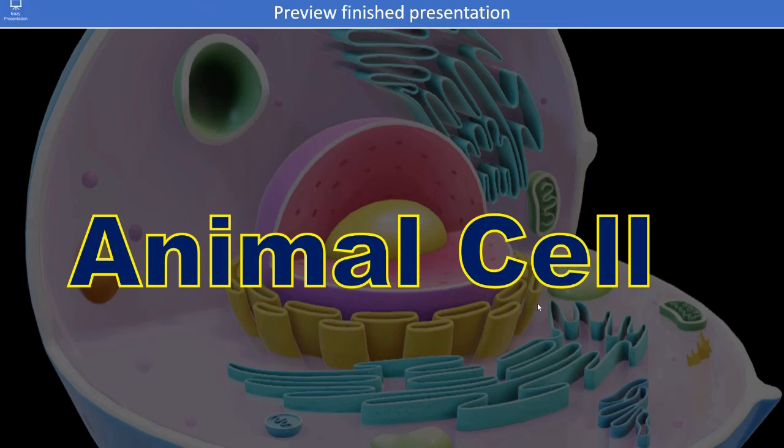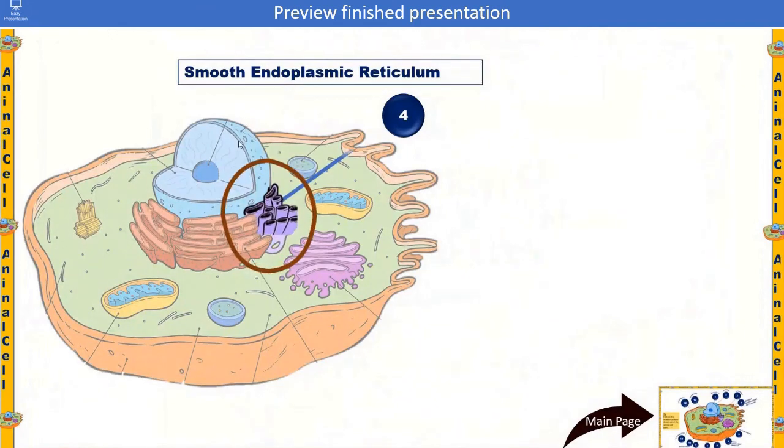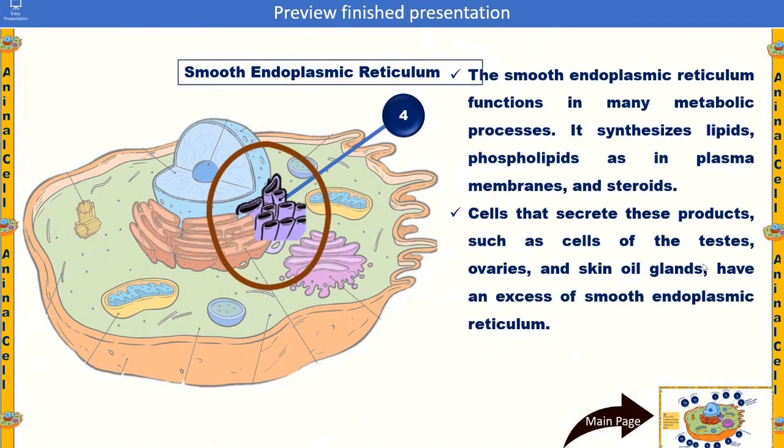Let us preview the finished presentation. Don't forget to provide clear information for user interaction. To further improve user interaction, audio can be added to describe the cell parts.